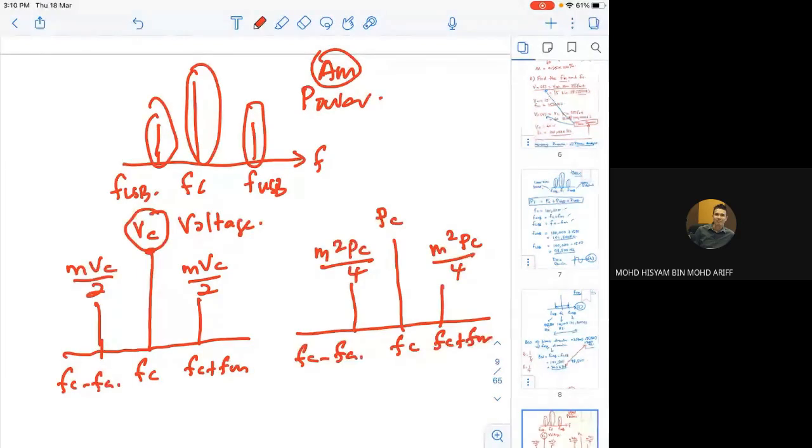It can be in two forms: voltage and also power. Okay, clear? Already copied? Copy. Take a copy, you must copy.